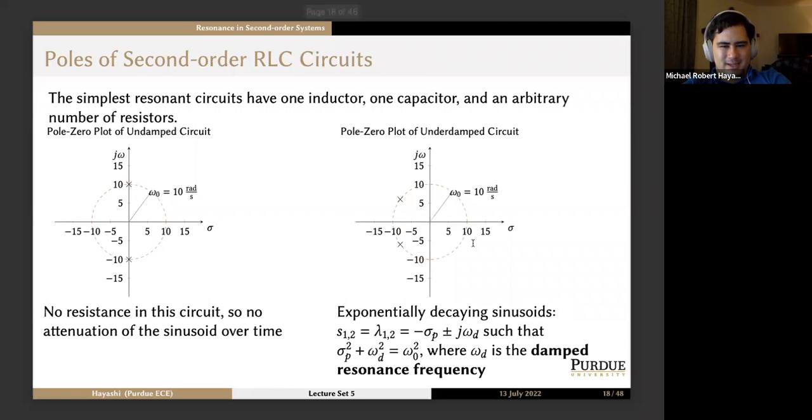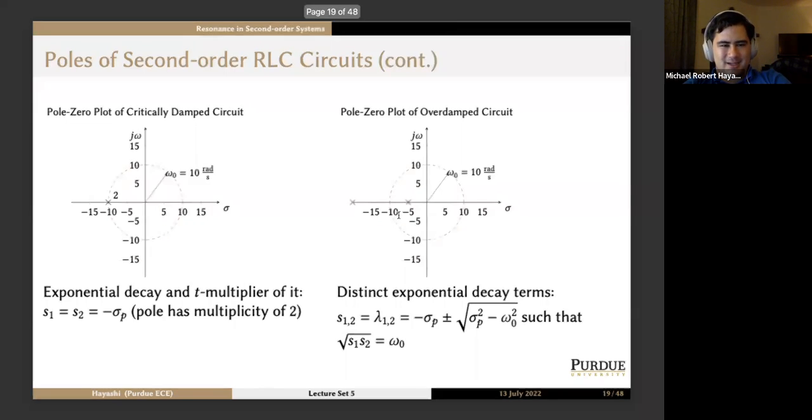Remember, in this case, sigma p is going to be something less than negative 10 radians per second. For the critically damped case, sigma p is exactly negative 10 radians per second, or I guess nepers per second, I should say. And then sigma p will be greater or less than negative 10 nepers per second in the overdamped case.